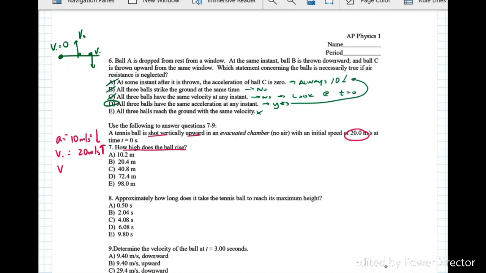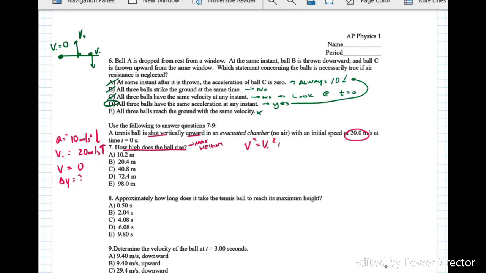At the highest point, the final velocity is 0. That's one of those special points that I know. I want to know how high the ball rises. That means I want the delta y, our maximum height. At max height, the velocity is 0. So I need the equation with those 4 things in it.